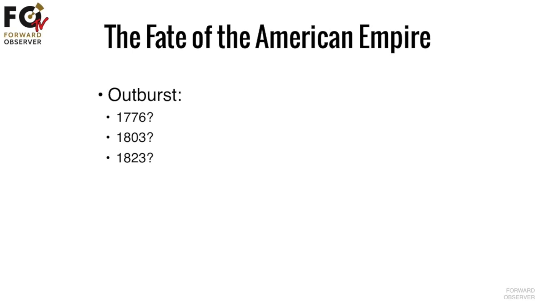Now, we can look at the fate of empires through this American lens. The question is, when was our age of outburst? Did the American Empire begin in the 1770s with the American Revolution? Did it begin in 1803 with the Louisiana Purchase and this concept of westward expansion, later manifest destiny, empire expansion? Or did it begin in 1823 with the Monroe Doctrine that focused on the expansion of influence in the Southern Hemisphere? So really the question is, when was the actual birth, not necessarily of the American nation, but the birth of the American Empire?